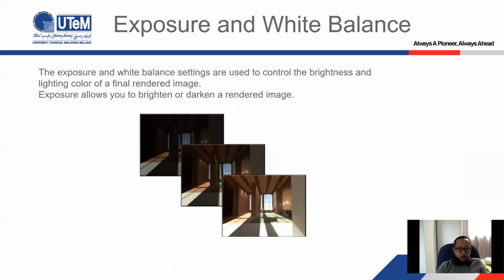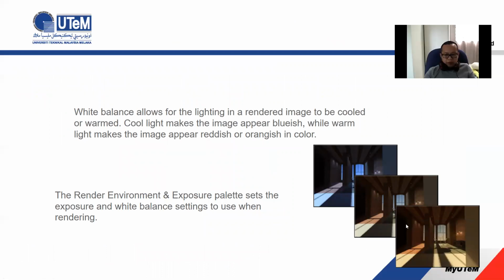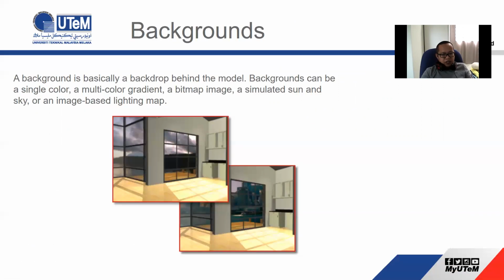This is the exposure with white balance. Okay, I just want to show the example. This is a different color. This is environmental exposure and lighting rendering. This is the background. You see, this is one object with different backgrounds. It can be changed here in the software.